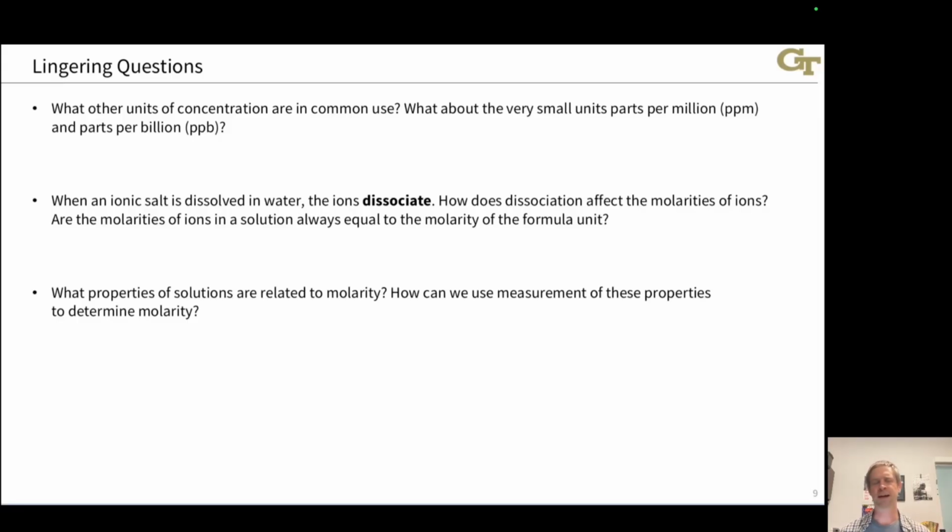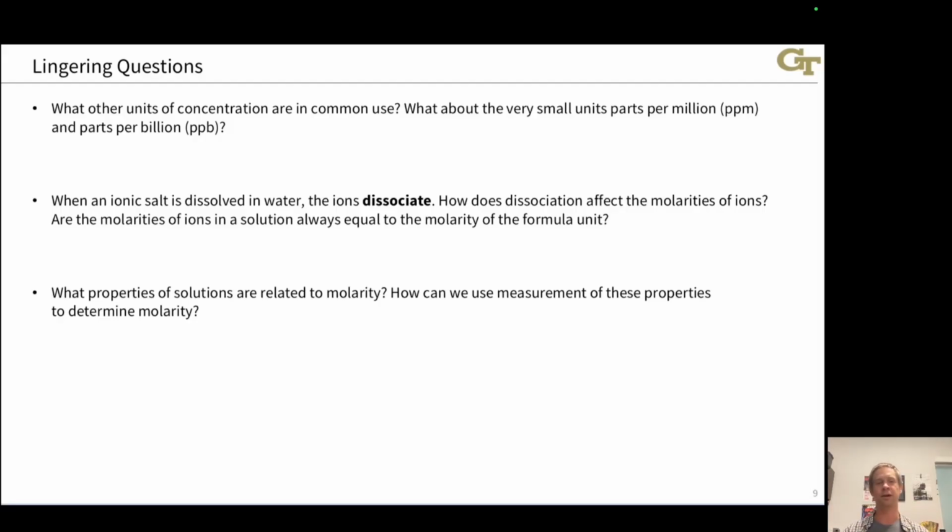Another lingering question you might have is about ionic compounds, which separate into their component ions when they dissolve in water. When you take sodium chloride and dissolve it in water, the sodium cations and chloride anions drift apart, and each is independently surrounded by water molecules. How does dissociation affect the molarities of ions, especially in ionic compounds where I have more than one copy of an ion, something like CaCl2 or FeCl3? Are the molarities of these ions in solution equal to the molarity of the formula unit in solution? As you may have guessed, probably not.